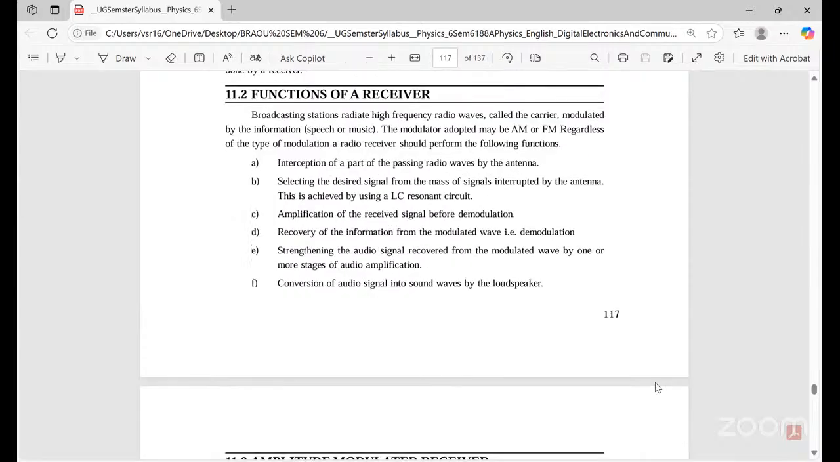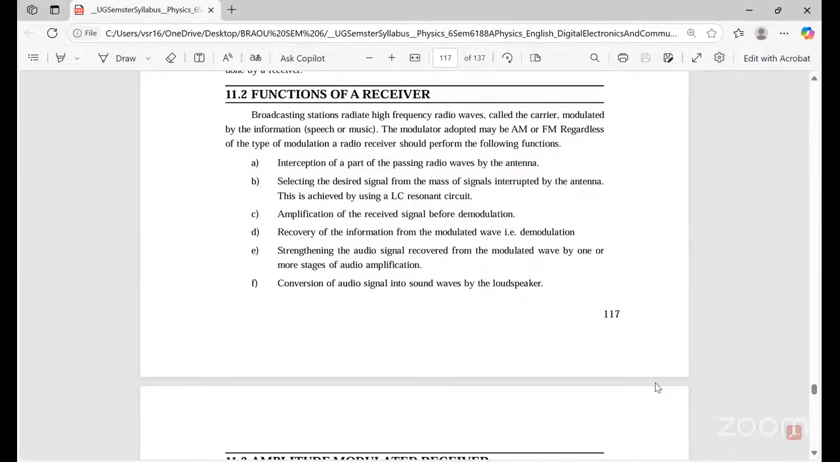Interception of a part of the passing radio waves by the antenna. Next is selecting the desired signal from the mass of signals intercepted by the antenna, which can be achieved by using the LC tank circuit. Then amplification of the received signal before demodulation. Next is the recovery of information from the modulated wave, that is nothing but demodulation. And strengthening the recovered audio signal by one or two more stages of audio amplification. Next is the conversion of the audio signal into sound waves by loudspeakers.